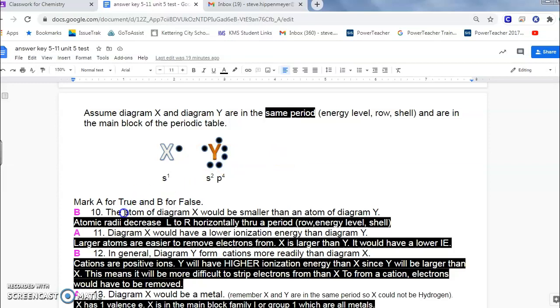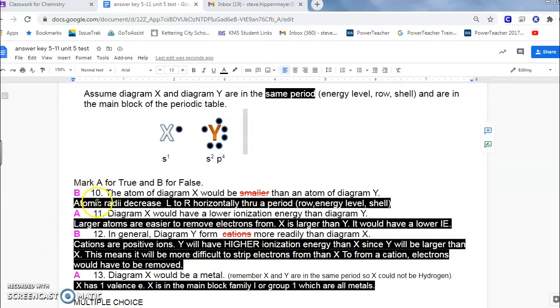So question 10, X would be smaller than Y. No. X and Y are in the same row. Y is all the way over in group 16, Roman 6. X is all the way on the left side. They get smaller left to right. So X has to be bigger than Y. X is bigger than Y. So 10's false.